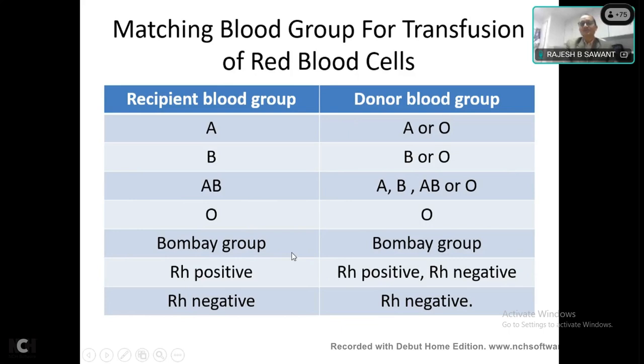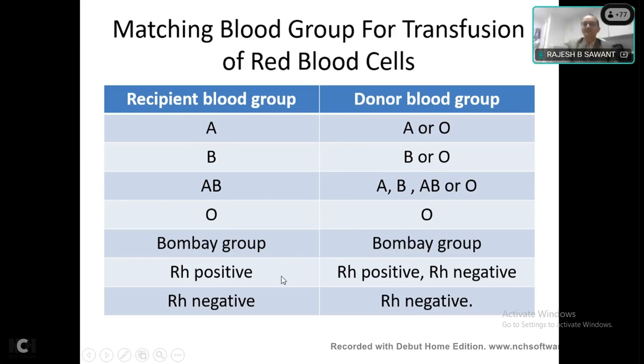So for transfusion purpose, what are the choices? So if you have an individual who is A group, that individual can receive A group or O group red cells. So here we are talking predominantly about red cell transfusion. A B group individual can receive B group or O group components. An AB individual, in the order of priority, will receive A or B or AB or O. An O group individual can receive only O cells. A Bombay phenotype should receive only Bombay phenotype cells.